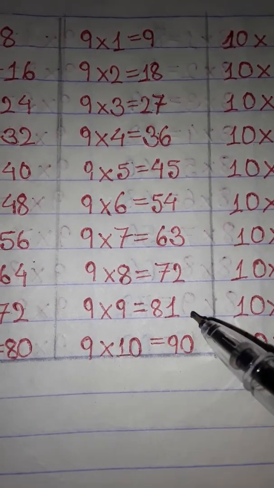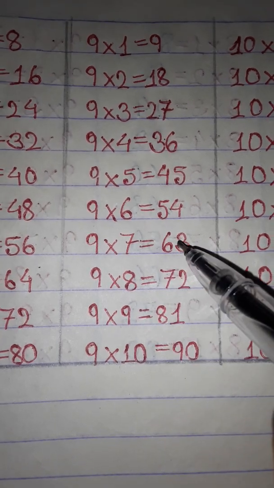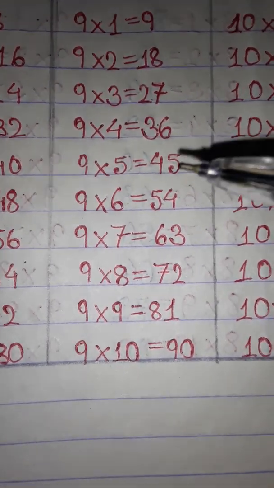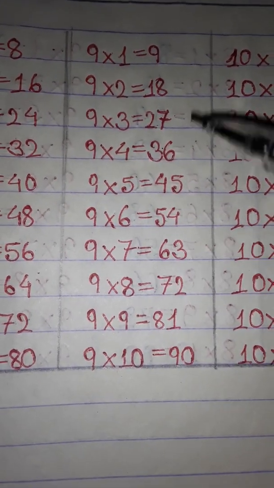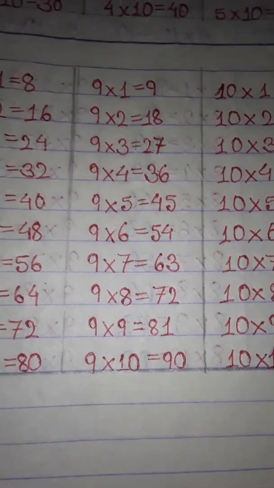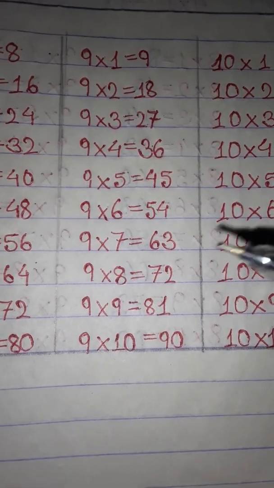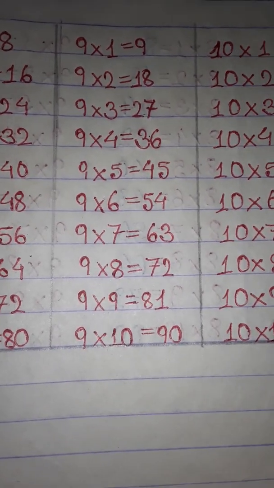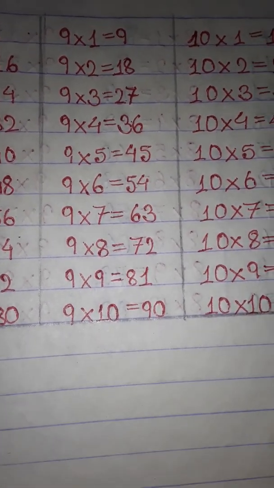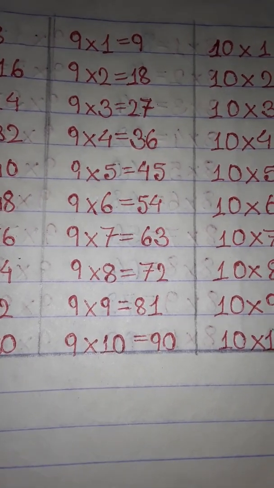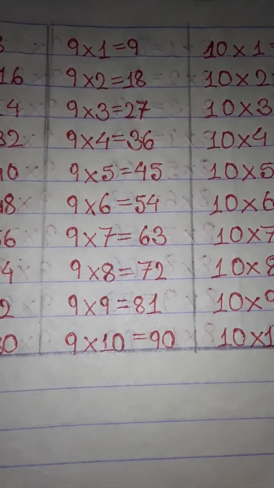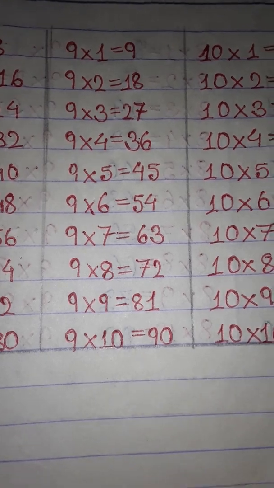Now the next one is 9 into 8. For getting the answer of this, you have to just do the same again. You have to repeat the process. 63 plus 9. The answer will be 72. And the next one is 9 into 9 is equal to 81. For this you have to just add 72 plus 9, the answer will be 81. And the last one is 9 into 10 is equal to 90. And for this you have to just add 81 plus 9, the answer will be 90.